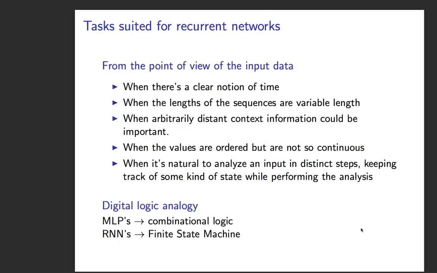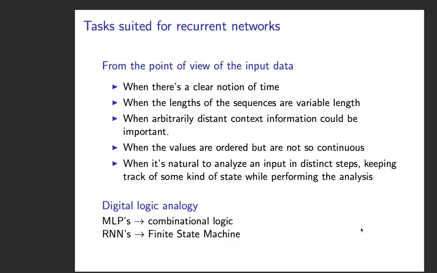So I think we may have talked about this in the previous recitation, but here's a slide talking about what kind of tasks we could use RNNs for. In general, usually we'll have some notion of time. So time can go on forever, unlike a picture that has boundaries. The length of your sequences can be variable length. You could have utterances that are longer or shorter. You could have arbitrarily distant context information that plays a role in making your decision. So a word that comes many words ago could still affect your classification at a specific point.